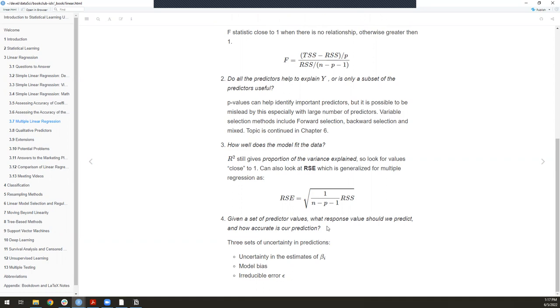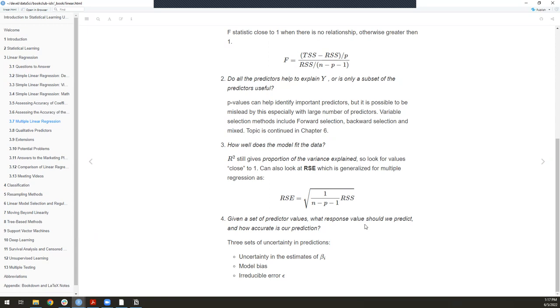Okay, cool. And then finally, the question is, given a set of predictor values, what response value would we predict? Now that we have this model, we want to do predictions. How do we do that? So you give me whatever values for the predictors you want to give me.